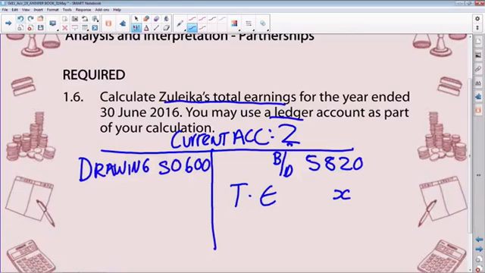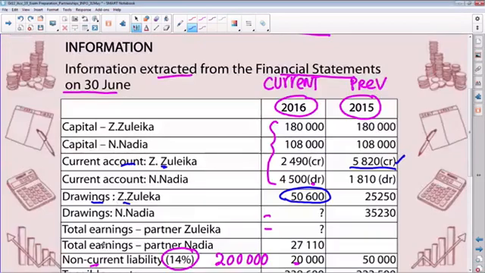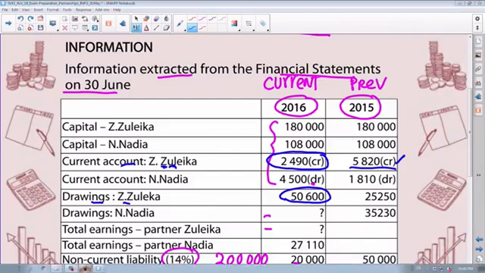So remember, when reconstructing, you're creating this account to calculate a missing figure. It's part of your calculations. So this account would then be balanced at the end of the year. We have no idea what our totals are on either side, but we do have a closing balance that was given to us. So if we go back to our information, at the end of the current financial year, partner Zuleika's closing balance is 2,490, and it's a credit balance.